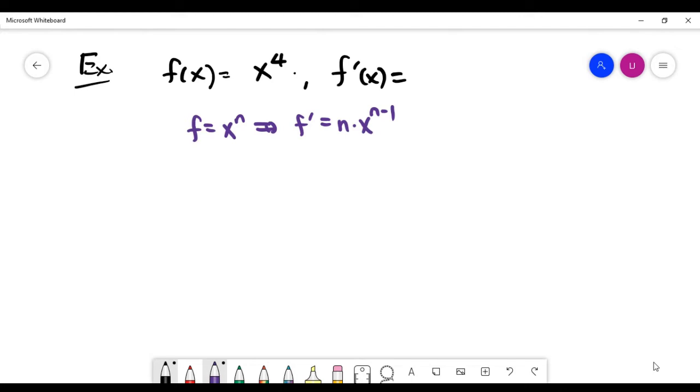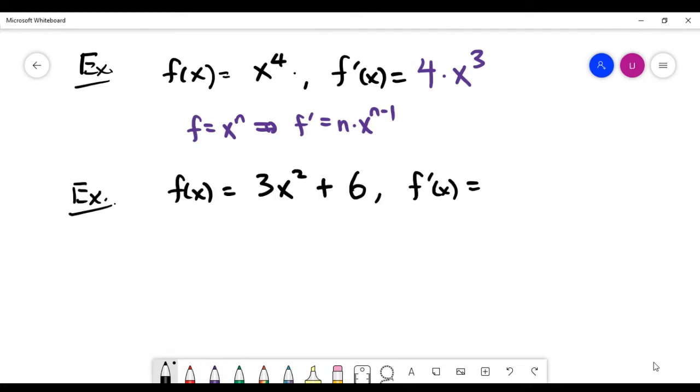n is just 4 as a fixed number, and f prime of x is going to be 4 times x to the power 3, right? So the key fact is that the power is always decreased by 1 whenever you do a differentiation one time. And let's look at the next problem. Please look at the current problem now.